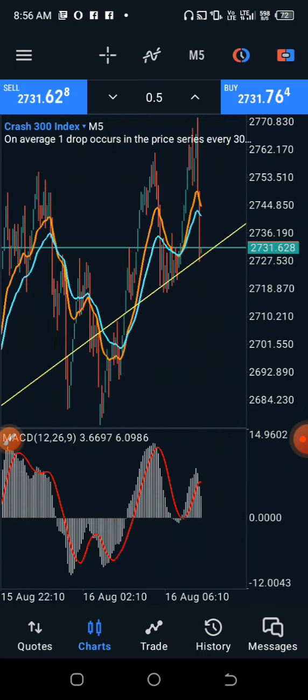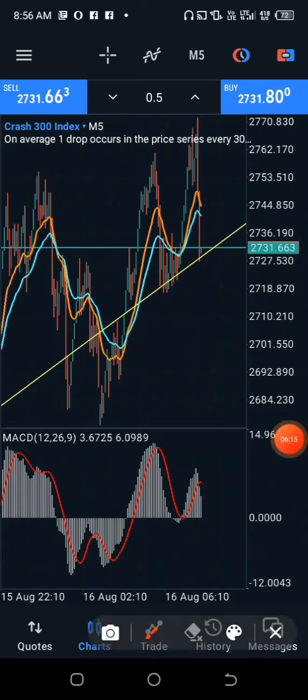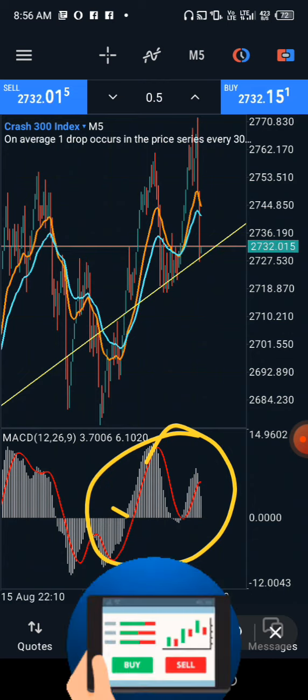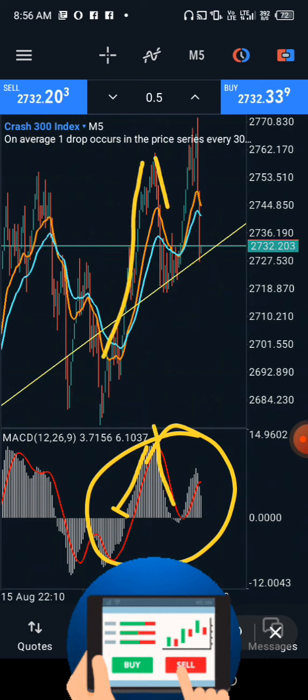Then I told you to enter using this same MACD. When the MACD histogram is changing, that is to help you confirm that something is coming. You know, when this thing is rising like this, it's a sign that the market is rising. When it starts going down, it's a sign that the market is dropping.